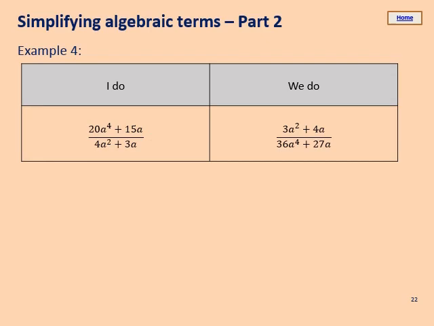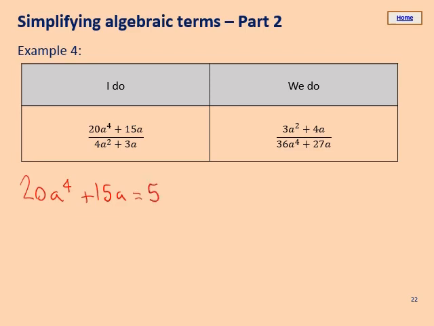Okay, so let's look at this fraction right here. We've got 20a to the power 4 plus 15a on the top. So let's start by factorising that. 20a to the power 4 plus 15a. So the highest common factor of 20 and 15 is going to be 5. So I can take a 5 outside.